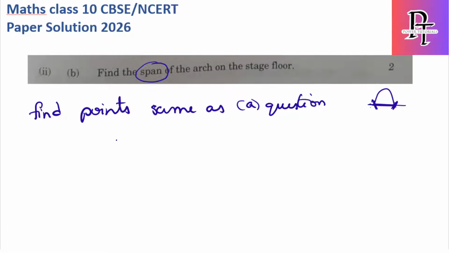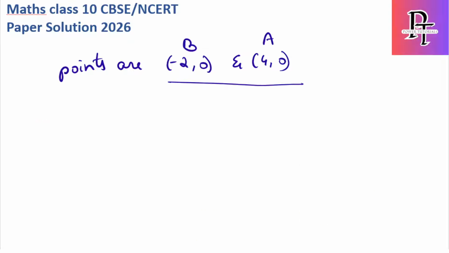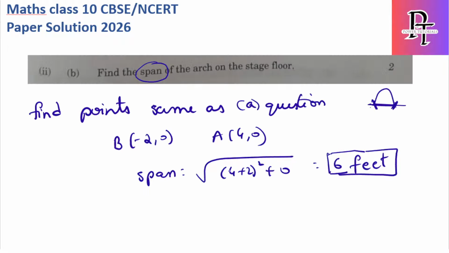Okay, so points we already know. The B point, which is minus 2 comma 0, and A point is 4 comma 0. So the distance between these 2 points, which is the span, is equal to root of (4 plus 2) whole square plus 0, which is the square root of 36, so the answer is 6, and the span we have to write in feet because everything is in feet. Okay, so this is directly written because we already know the points. But if you're solving only B, then first do all these steps, get the points, and then use the distance between 2 points formula.